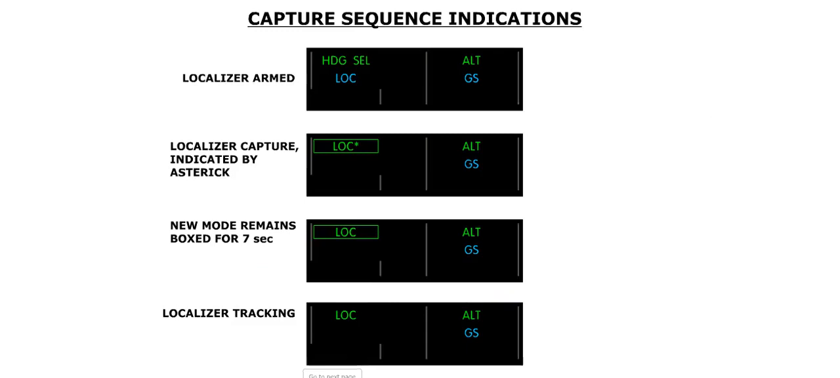During a capture, a previously armed mode moves to the first row, and is displayed in green with an asterisk, inside a green box. Once captured, the asterisk is removed, and the green box remains in view for 7 seconds. After that period, the green box is removed, to indicate that the new mode is in the hold mode.